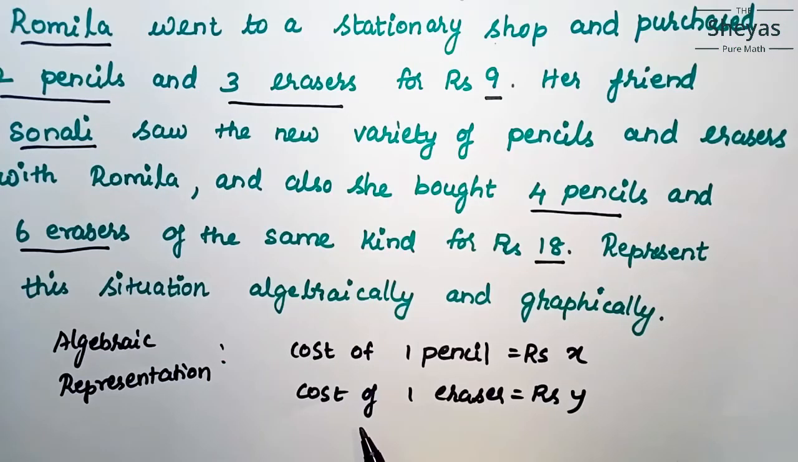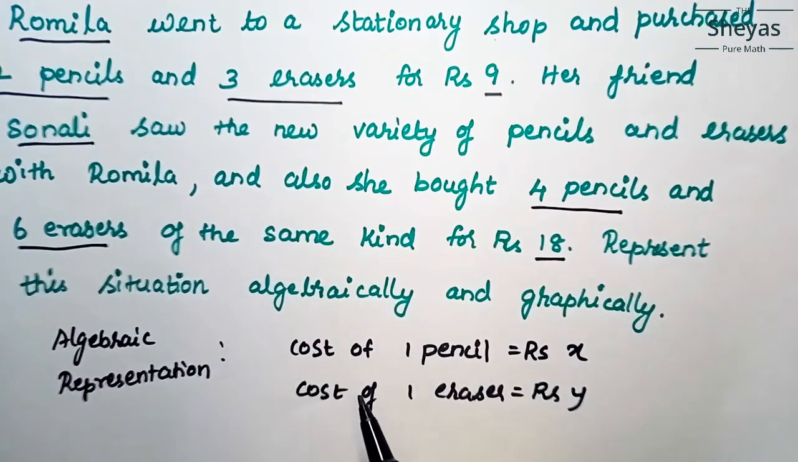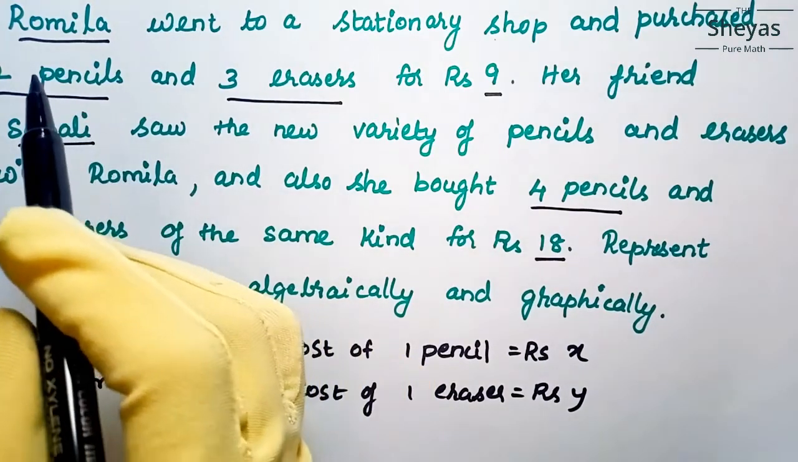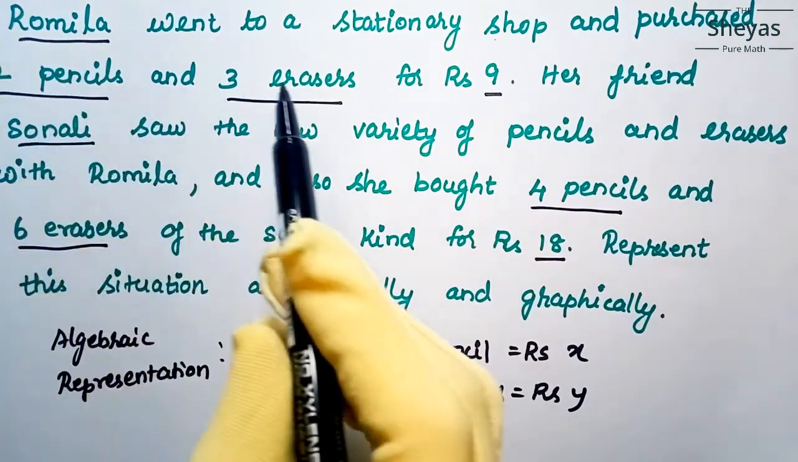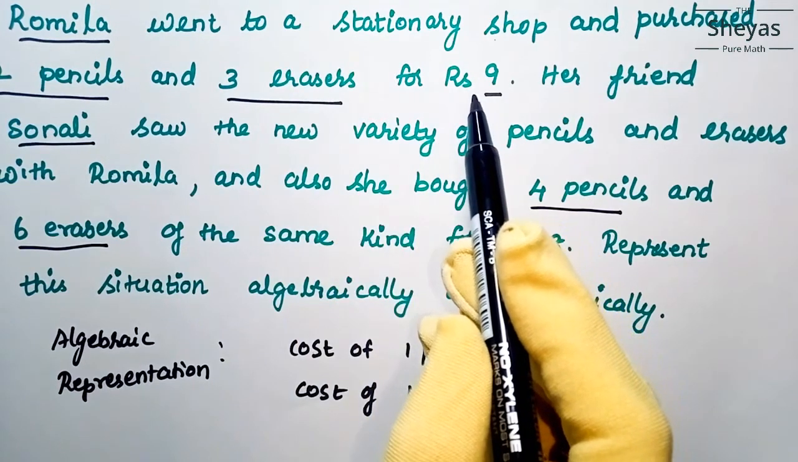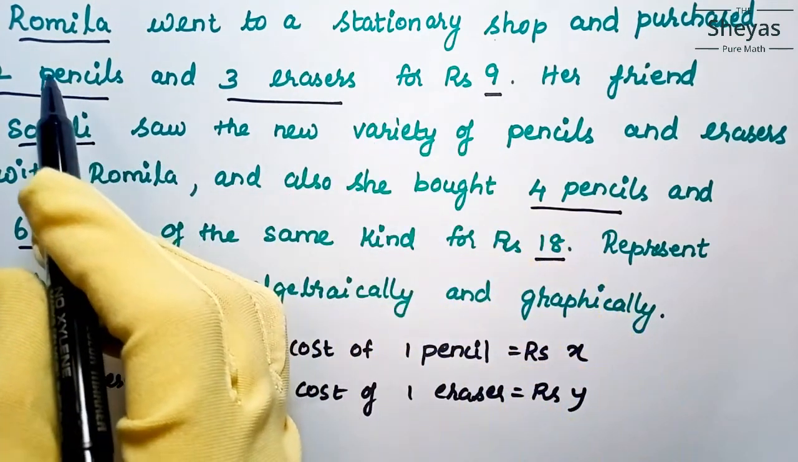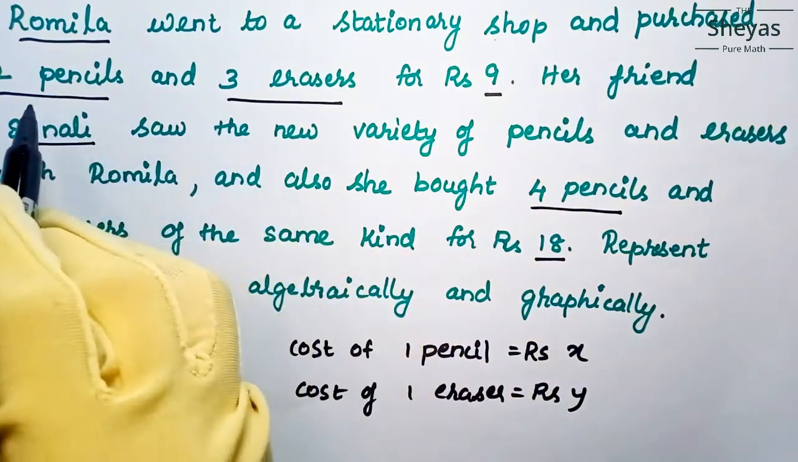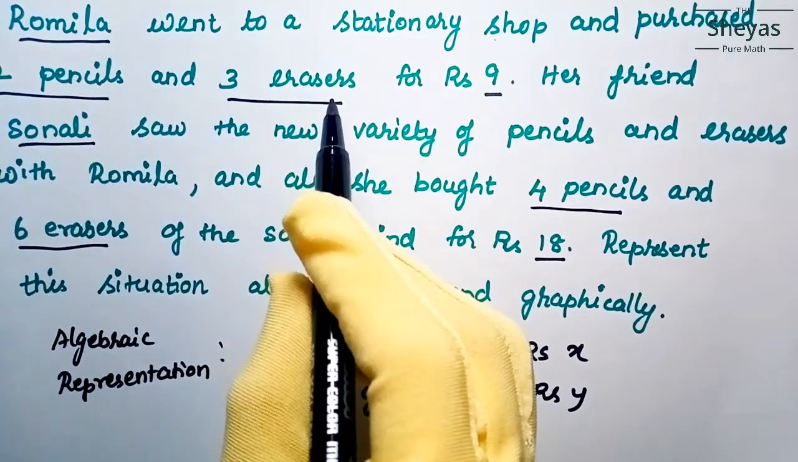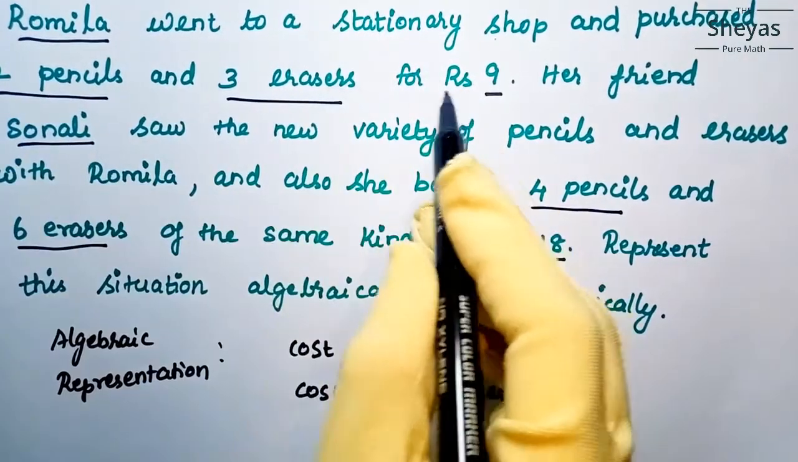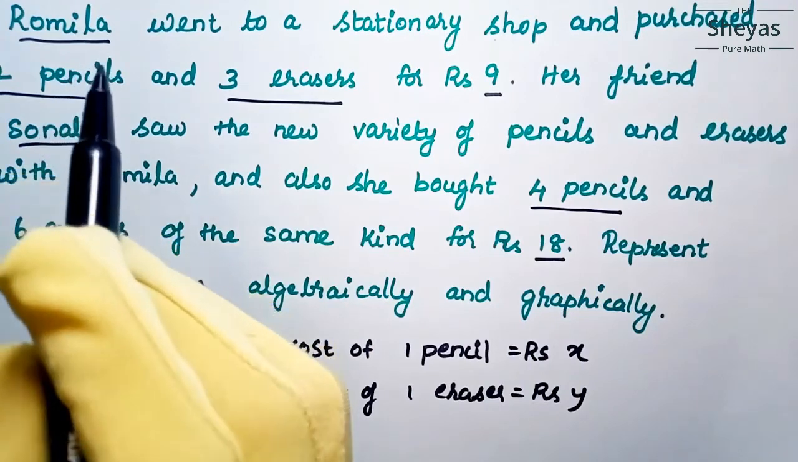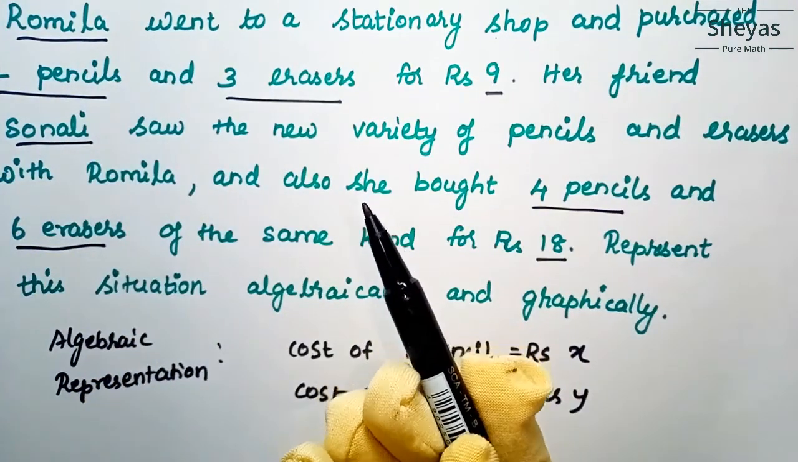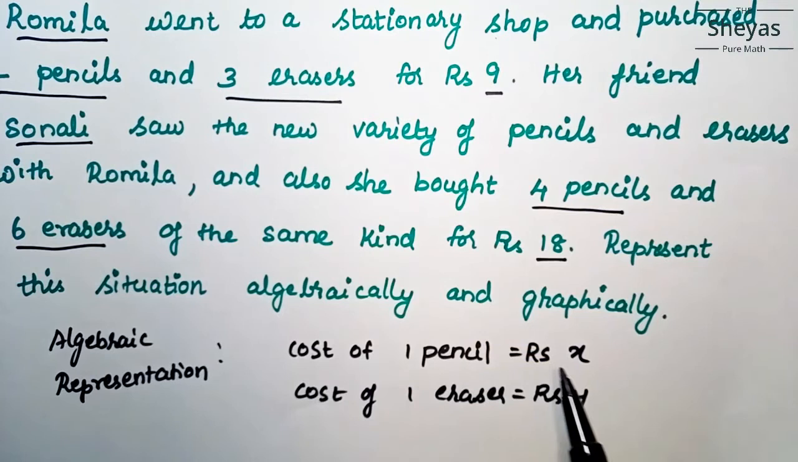So now, algebraic representation. Here Romila bought 2 pencils and 3 erasers for ₹9. We don't know how much 1 pencil costs. Romila bought 2 pencils and 3 erasers altogether for ₹9. We don't know the cost of 1 pencil and 1 eraser. So let the cost of 1 pencil be ₹x, and the cost of 1 eraser be ₹y.